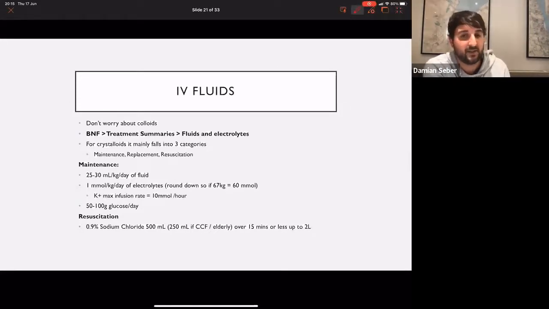And then resuscitation, just learn 0.9% sodium chloride, 500 mils, or 250 mils if they've got heart failure or they're really old, over 15 minutes or less. And you can use up to 2 liters.